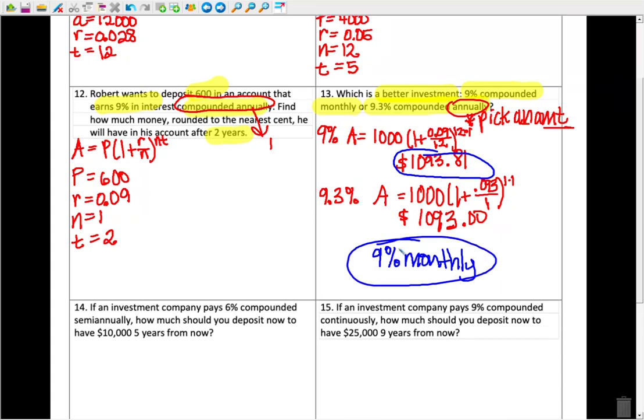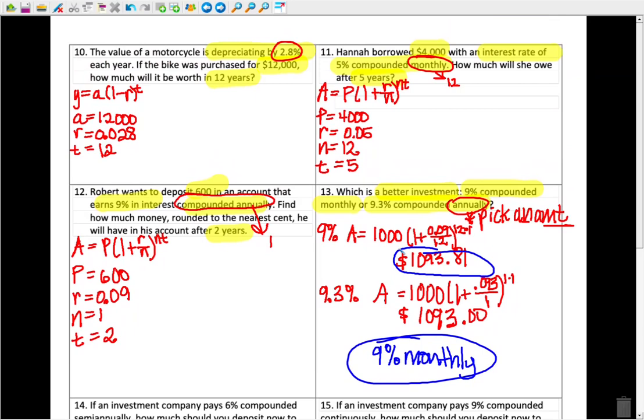And instead of posting an answer key, I'll just go back and write the answers for number 10, 11, and 12. That way, once you're done, you can pause and just check. The answer for number 10, you should have $8,534.47. For number 11 is $5,133.43. Number 12 is $712.86.